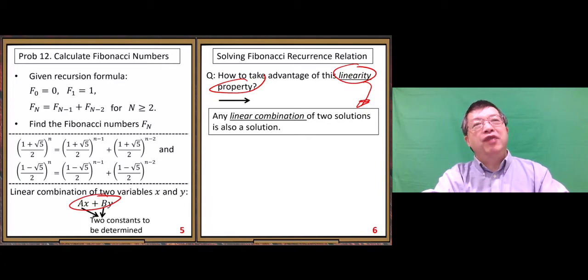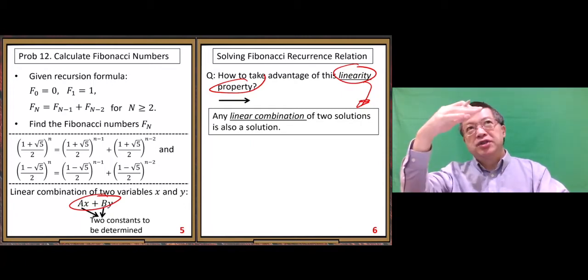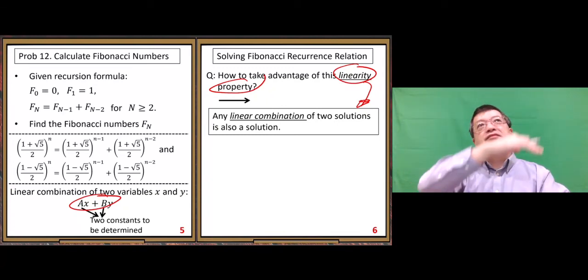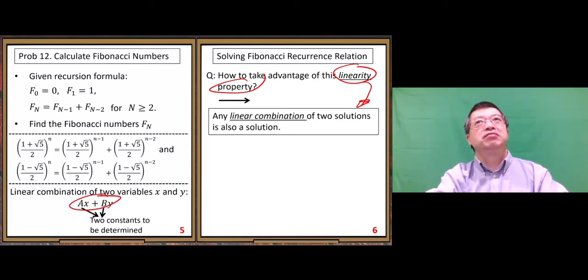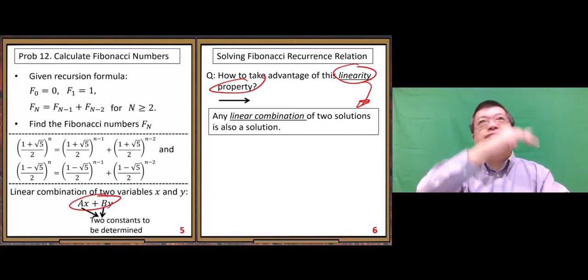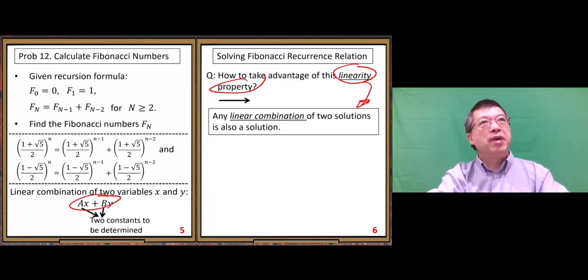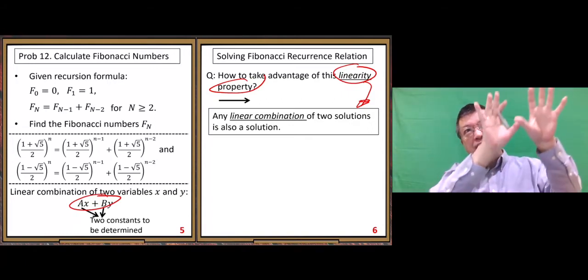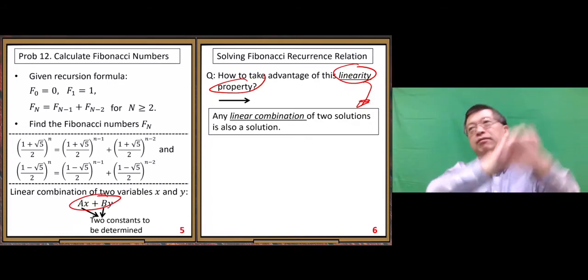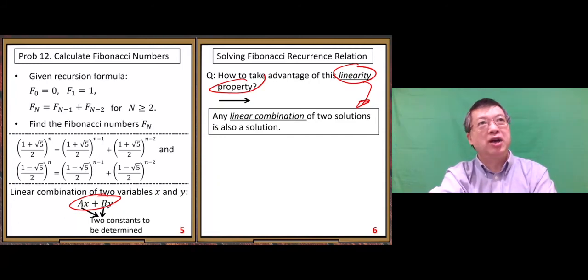That property is derived from the linearity property. Any linear combination of two solutions is still a solution, because our original recurrence is a linear equation. So our linear combination preserves that property and fits into that structure well. That's the reason we use that linear combination.